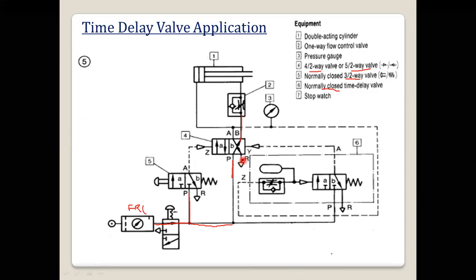Okay, so if I want to change the position, this is one position and this is the second position. If I want to change the position from 1 to 2, what do I have to do? I have to apply pressure to this push button. That is the fifth one, this 3 by 2, I have to operate. So if I operate it, what will happen? The position will be from P to A. You can see here, P to A.